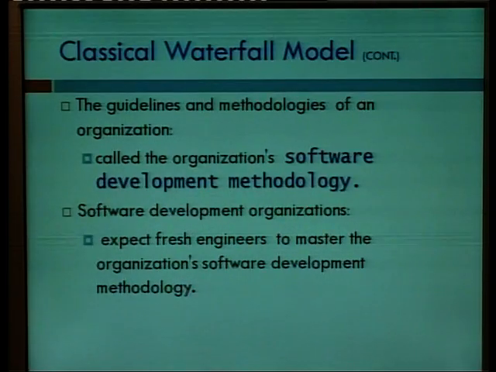In the classical waterfall model, the guidelines and methodology of an organization are called the organization's software development methodology. Each software development organization expects fresh engineers to master the organization's software development methodology before starting the new project.